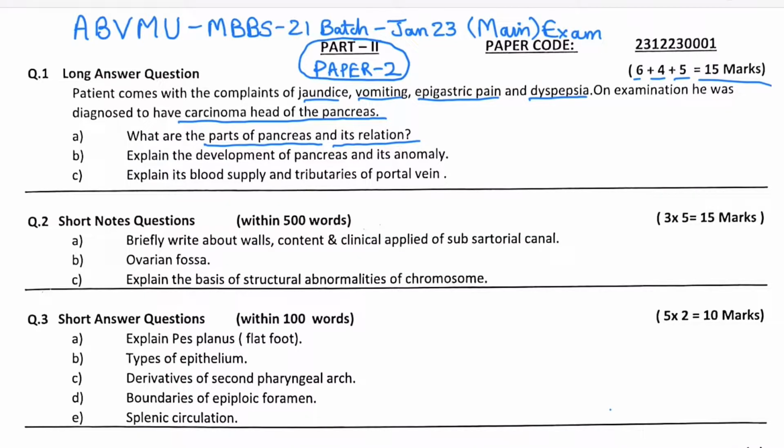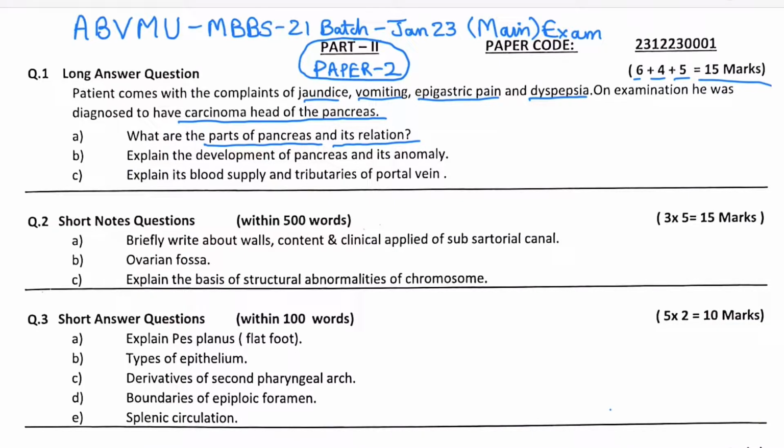Then, of course, the left crest of the diaphragm will be there, the left renal vein, left renal artery, the left kidney, the left suprarenal gland. All this will be behind the body of pancreas. Anterior to it, as I just told you, will be omental bursa and the stomach.